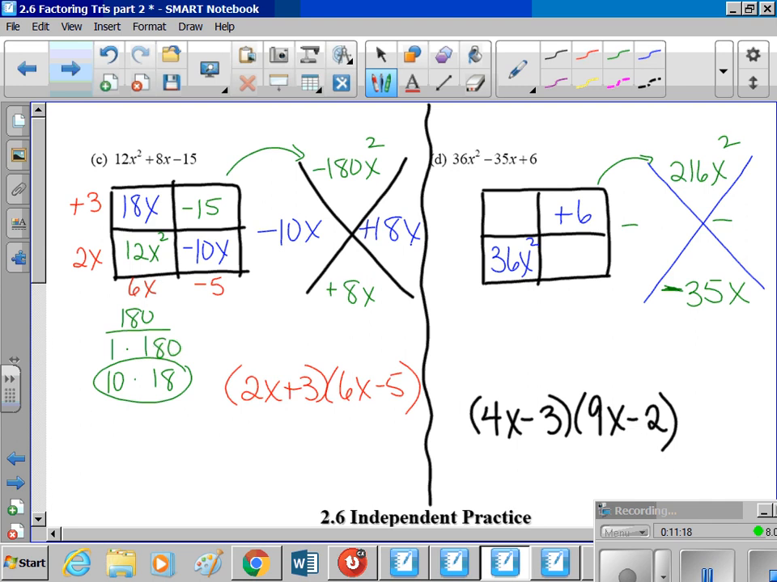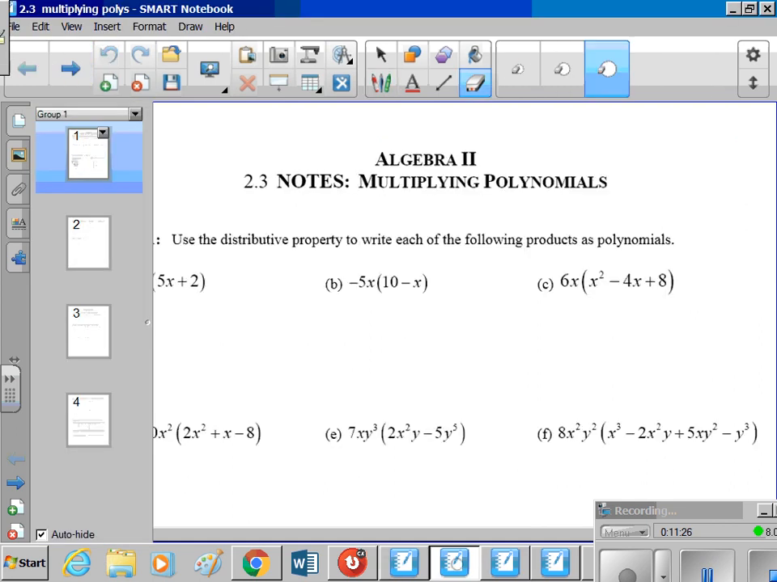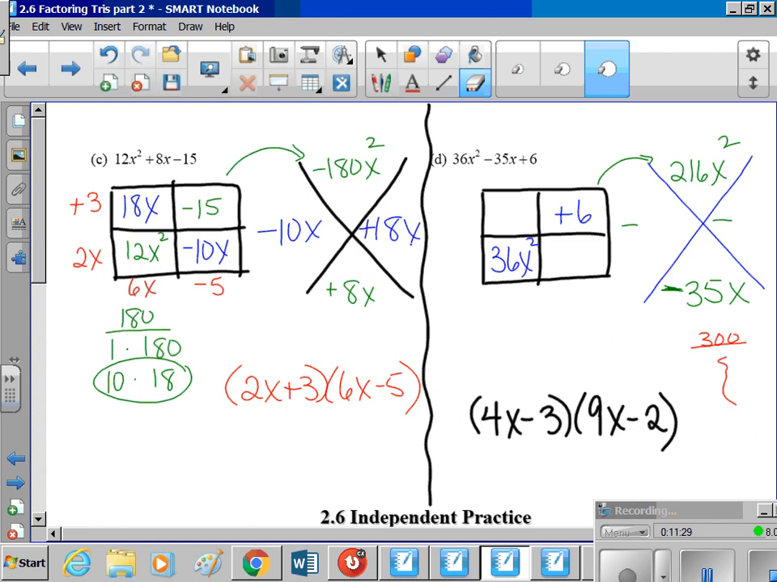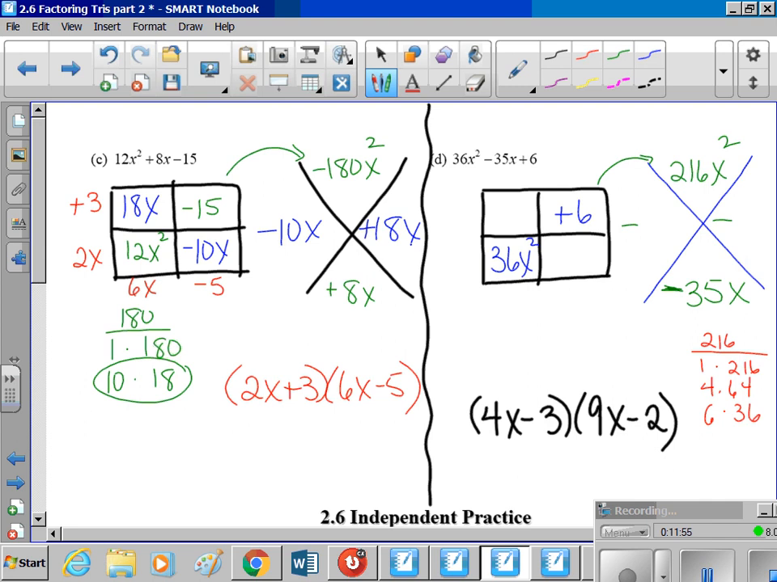And then you go down your list of possibilities. 216. So 1 times 216. Now I'm adding to get to 35. So I know I'm going to have numbers that are a little closer together than 1 and 216. So you start thinking a little bit, how about 4 times 54? Closer, but still no cigar. 6 times 36. That's 30. We're getting closer. And 7 doesn't go in. How about 8 times 27?